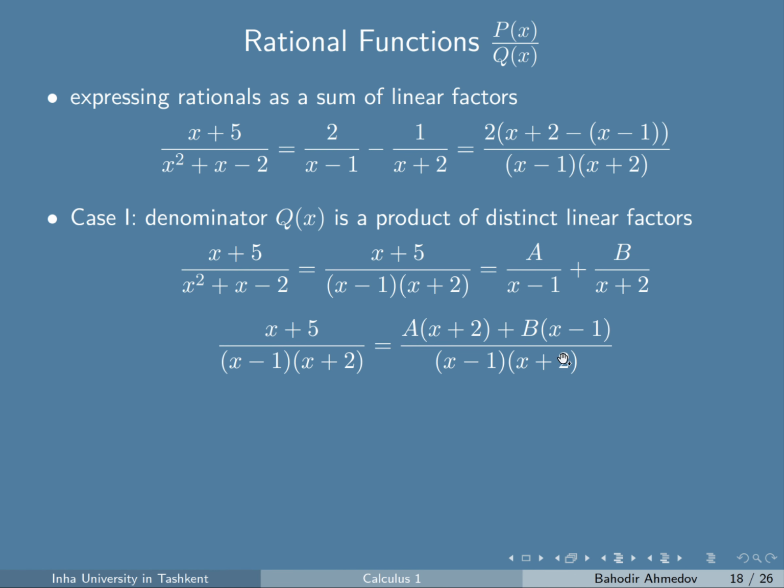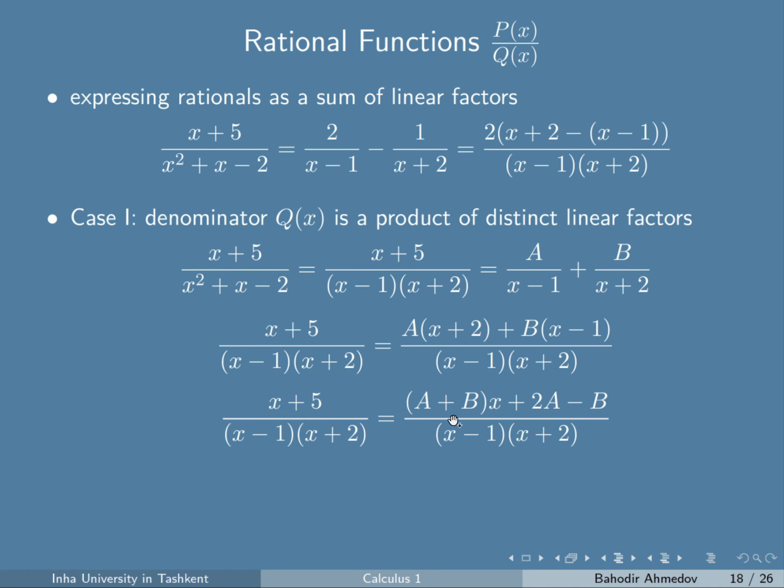If I open up the brackets and regroup in terms of x and the powers of x, it's going to be written as a plus b multiplied by x plus 2a minus b. So you see, the denominators are the same. And if I want these two rational functions to be the same, the numerators should be the same as well. So two polynomials are the same if and only if their coefficients are the same. Right? So basically, a plus b should be equal to 1, the coefficient in front of the x, and 2a minus b should be 5, right?